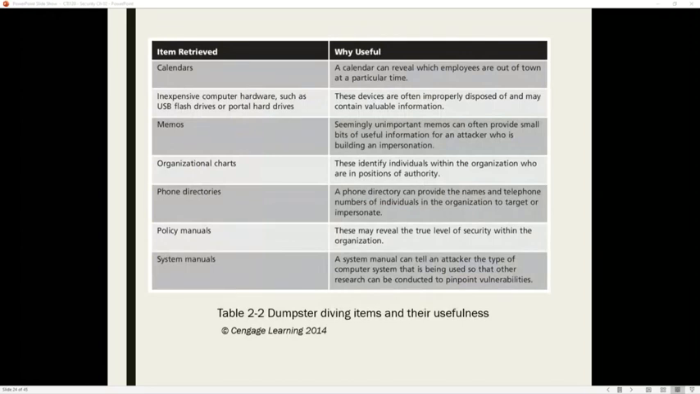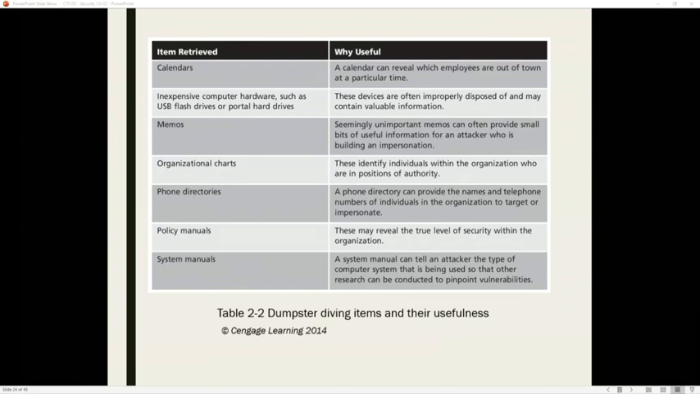So here are some dumpster diving items and their relative usefulness. As I said, calendars. These can reveal which employees are out of town at a particular time. Well-meaning as it is, people get custom calendars that have that kind of PII, which is stuff that people can use to try and construct password attacks. Things that might be considered a more viable option for somebody to use as a password. If they have a child who has a birthday on a particular day, then it's just like, oh, well, I need to make sure that that particular date is probably factored in. That's something they think about a lot.